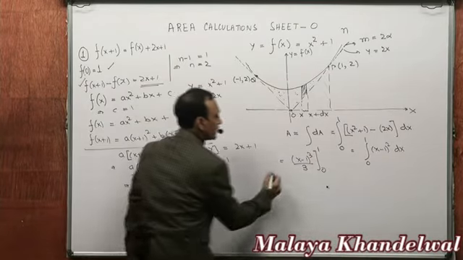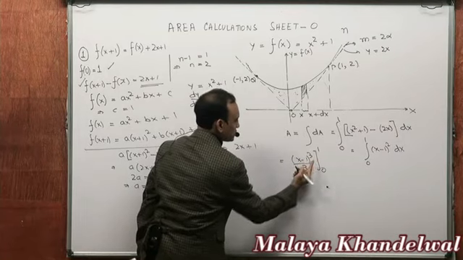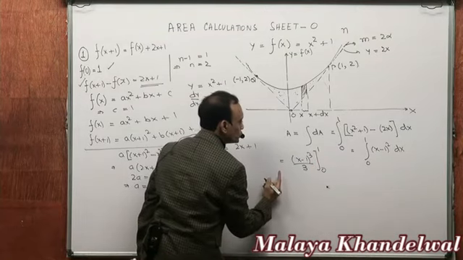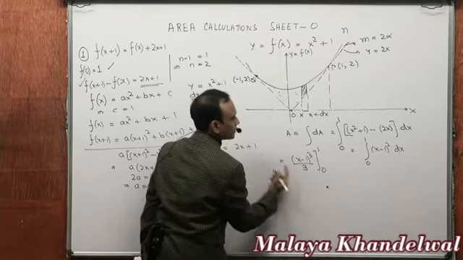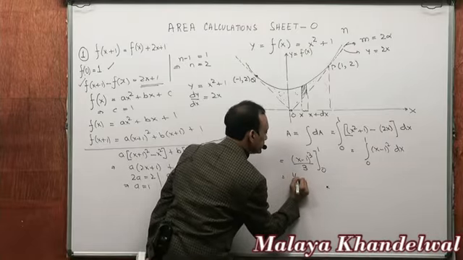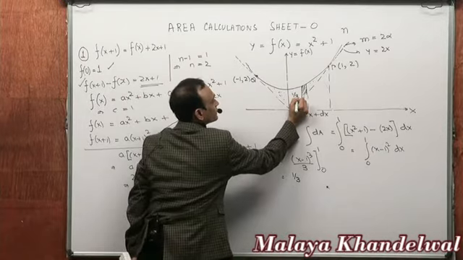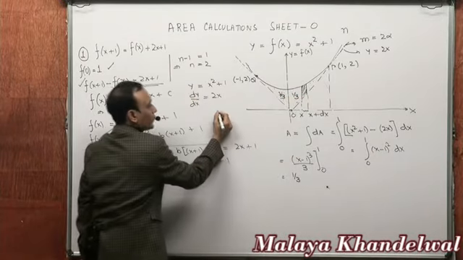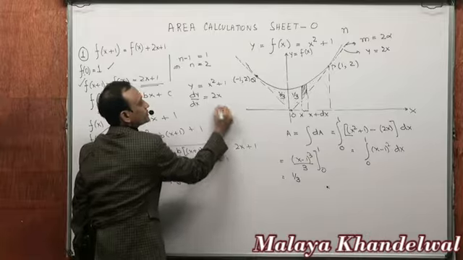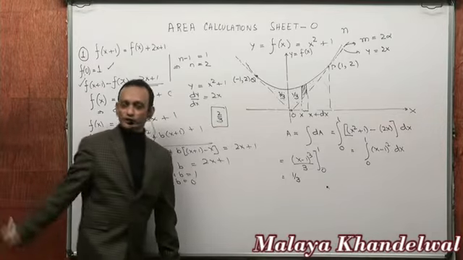So at x equal to 1 it is 0, at x equal to 0 it is minus 1 by 3, so this is 1/3, right? So this area is 1/3, and this is also 1/3, so the required area is going to be 2/3. That's what we are seeing.